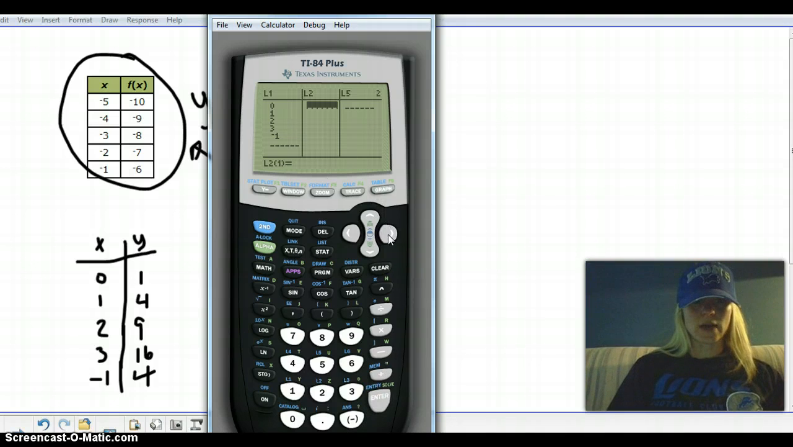Right arrow for the y's. We have 1, 4, 9, and 16. Okay. Now I go back and check, and I see that -1 doesn't have a y. Every x has to have a y to be a function or a relation. So make sure that you go through and check that and make sure you have all your points in or the whole thing's wrong.